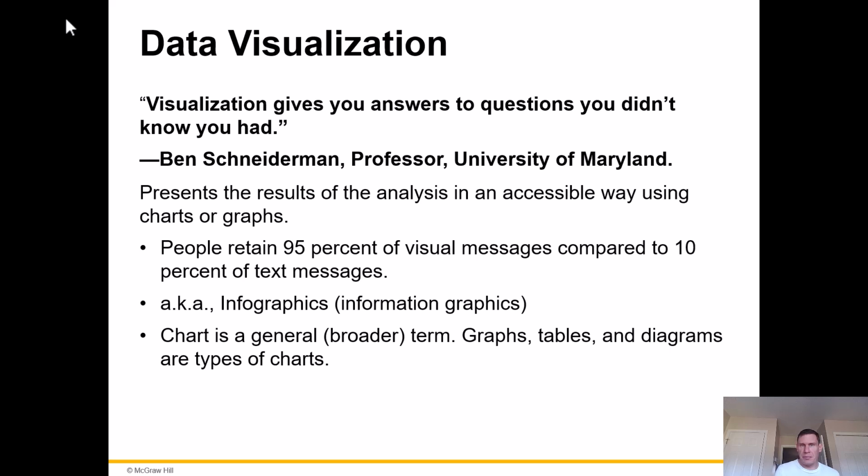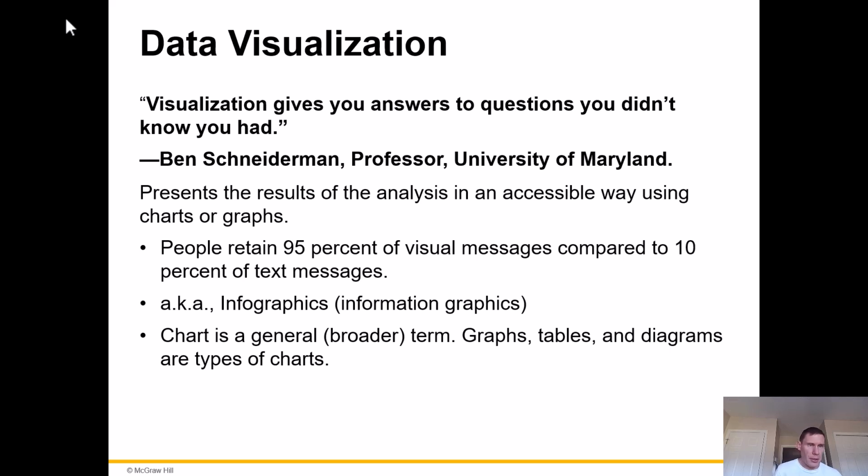It's a term you hear a lot, so let's make sure everybody understands what it is. Visualization gives you answers to questions you didn't know you had. That's a quote from Ben Shneiderman, professor at the University of Maryland. It presents the results of the analysis in an accessible way using charts or graphs, right?